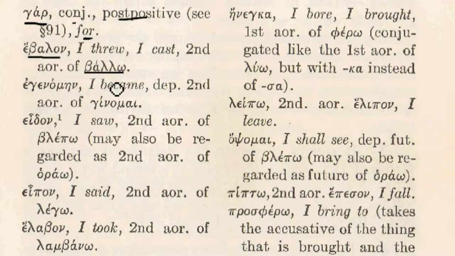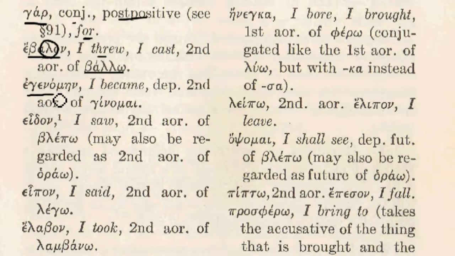When we form the aorist, its second aorist, notice that the change in the stem in this case is fairly simple. Rather than a double lambda, ballo, we simply have a single lambda, and that's all there is to it. That's the change. So the second aorist is ebalon, and it means I threw, as in I threw a ball yesterday.